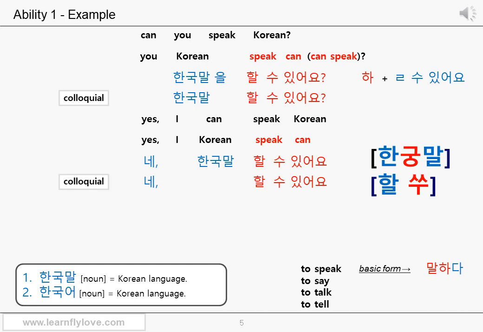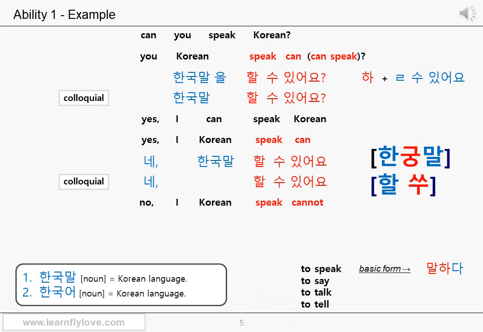You can get rid of the object in this sentence too, but you cannot get rid of the main verb, because there is no auxiliary verb which contains the meaning of the main verb from the previous sentence in Korean. So, in spoken Korean, it's totally okay to say yes, speak can. 네, 할 수 있어요. It's a perfect answer too.